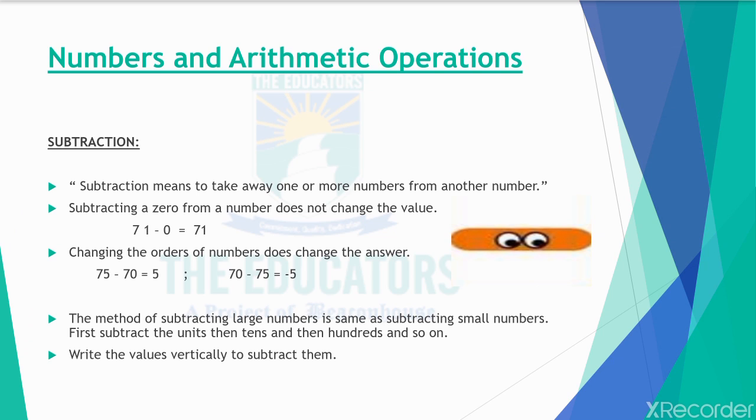One more thing, when we subtract two numbers, if we change their sequence, it changes the answer. Suppose you can see in the slide, first we subtracted 70 from 75 and we got 5. And the second time we have changed the sequence of the numbers. We put 70 first and 75 later. So the answer we have got is -5. It's obvious from both the answers that when we change the sequence of numbers in subtraction, it changes the answer.